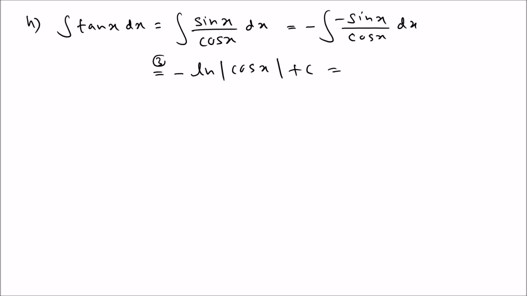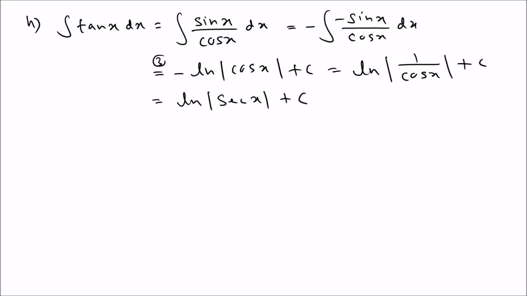Now we can bring the negative sign inside. What happened? We know that the log makes the term inside upside down. So 1 over cosine means secant. So it is ln secant x plus c. That's actually a formula. This is one of the formulas in the 22 table list.